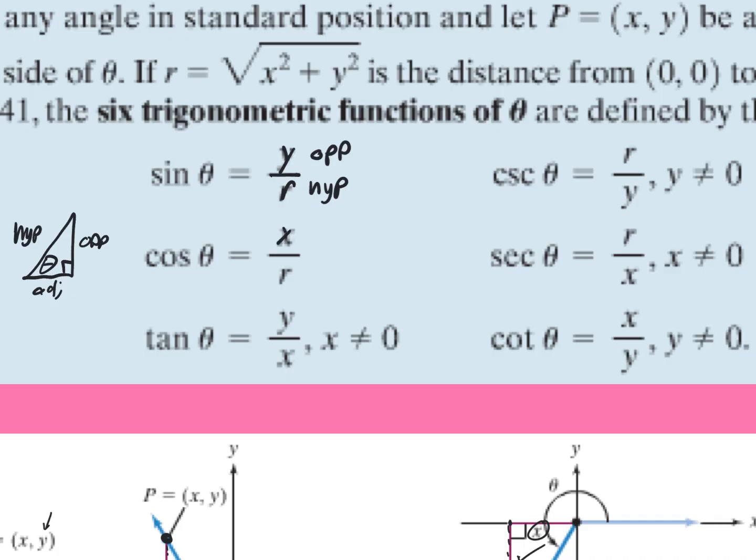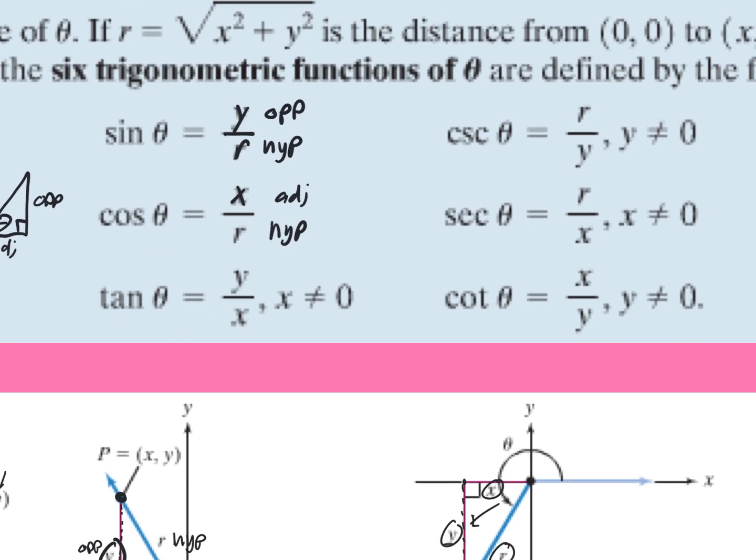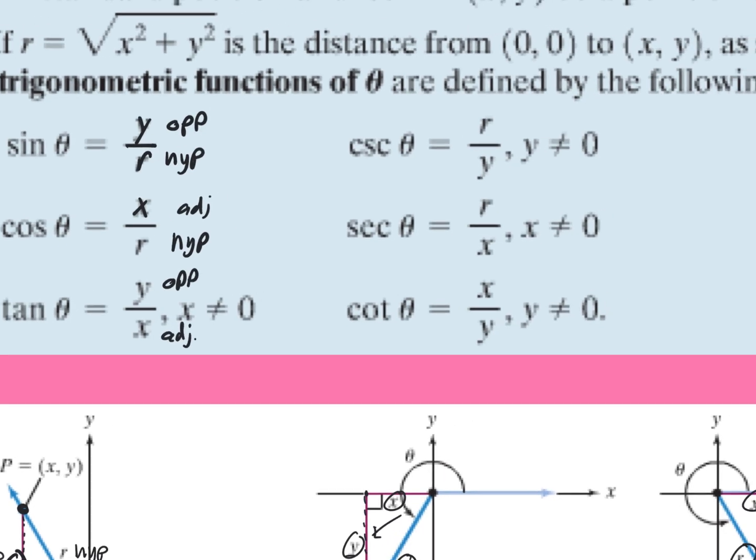Similarly, cosine of theta is adjacent over hypotenuse, and in all of those images, adjacent was the x and the hypotenuse is r, and then tangent is opposite over adjacent. So the opposite, again, is the y, the adjacent is the x. And then to get your other trig values, all you have to do is flip them.